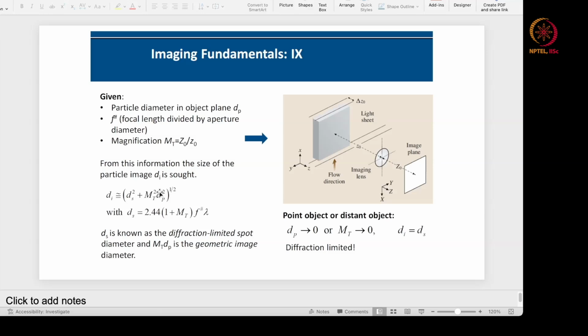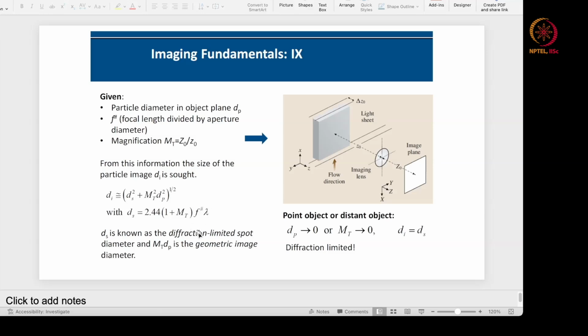But in this case, what you have is something even more significant. That is, you have this ds square, plus this term which you are familiar with already. So what is this ds square? This ds is also called the diffraction limited spot diameter, and mt dp is the geometric image diameter. The diffraction limited spot diameter is nothing but 2.44 into 1 plus the transverse magnification, multiplied by the f number into lambda.